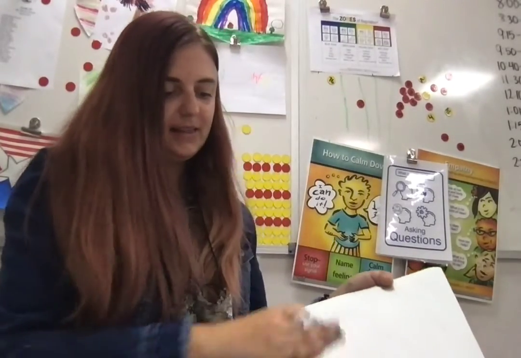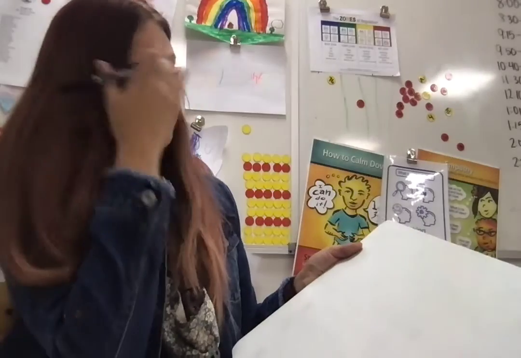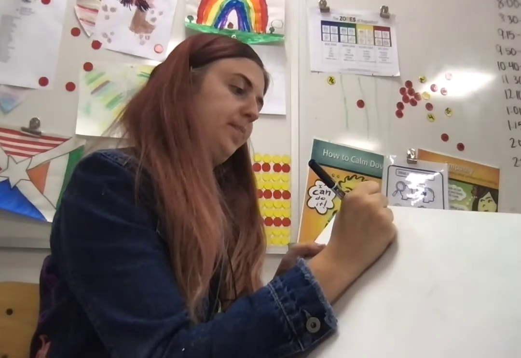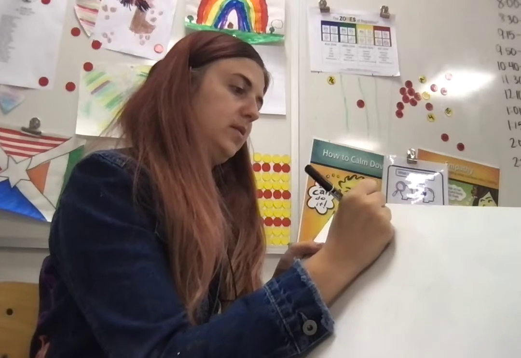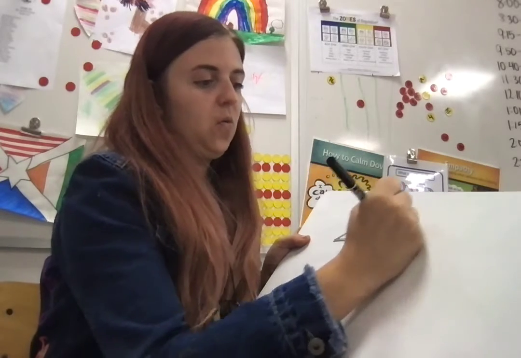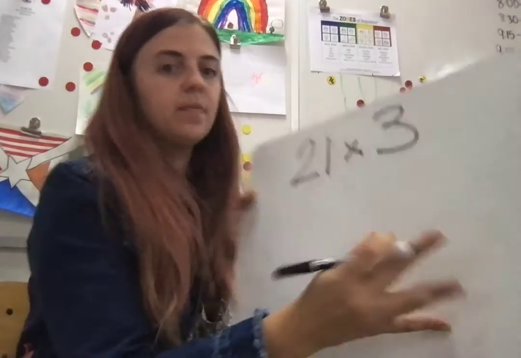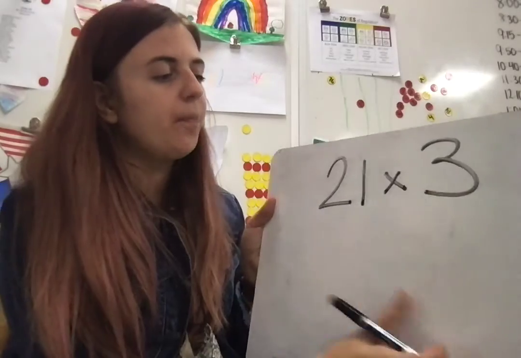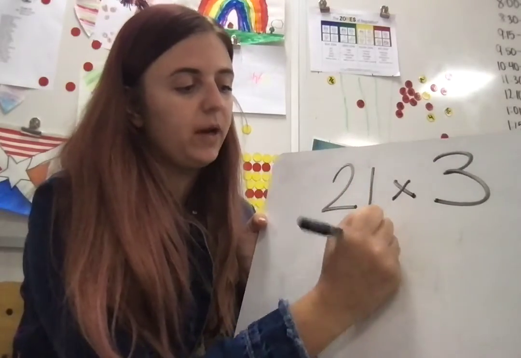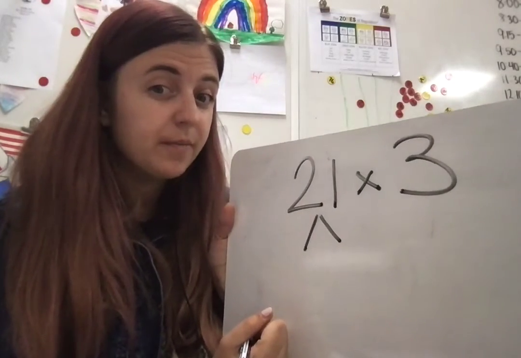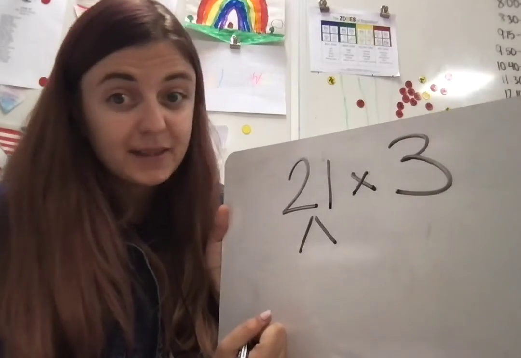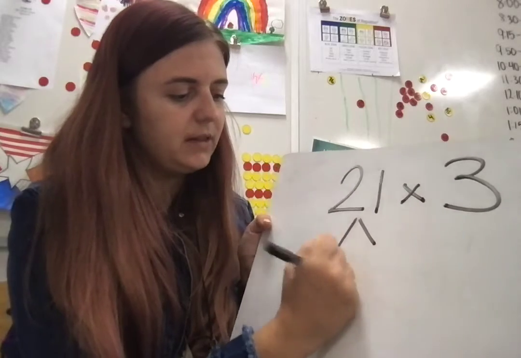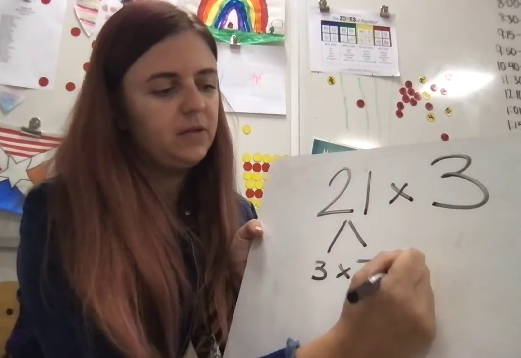All right, let's do 21 times 3. 21 times 3. That's a pretty big number, right? So I'm going to break the 21 up. Thinking of an equation, 7 times 3, 3 times 7. All right, now let's see if it matters which one I put first. So let's say I do 3 times 7 times 3.